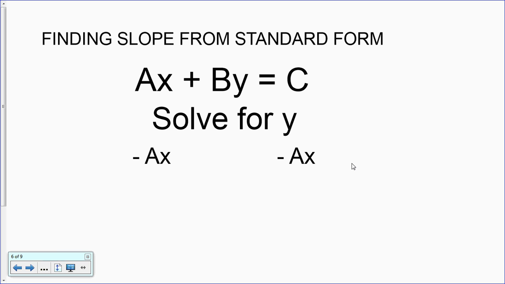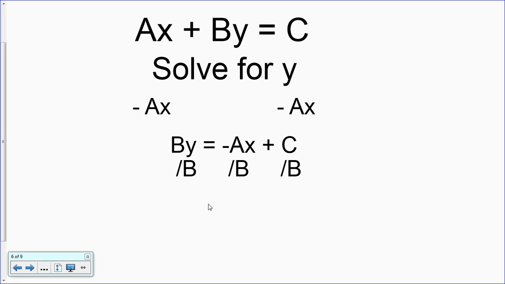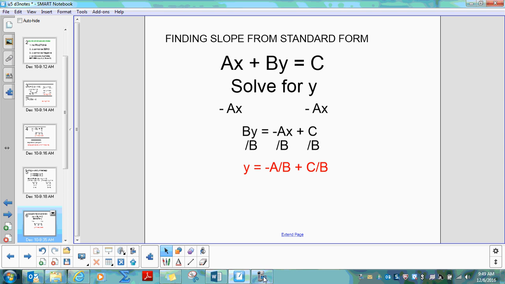First thing we need to do is subtract Ax from both sides. We end up getting By equals negative Ax plus C. We divide everything by B, so y ends up equaling negative A over B, oh, I forgot the x there. There should be an x there. Negative A over B x plus C over B. So that means negative A over B would give us our slope, and C over B would give us our y-intercept.